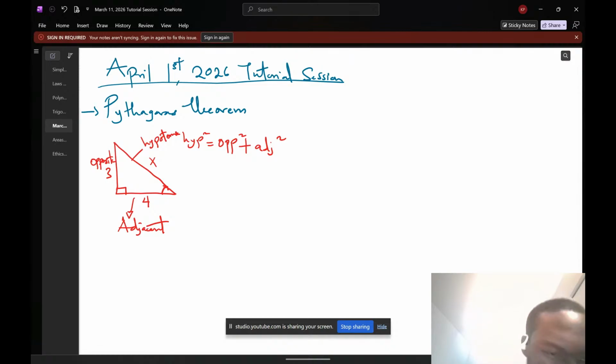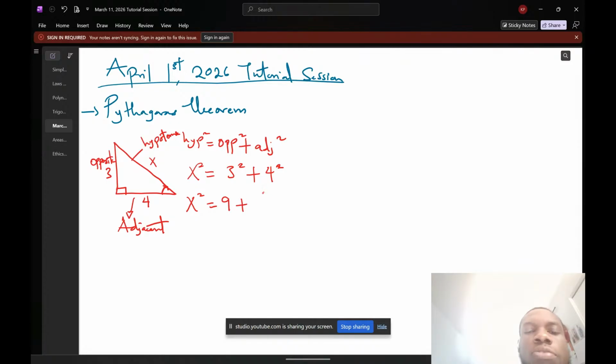So in this case, we have our hypotenuse to be x squared. So we are looking for the hypotenuse. That will be x squared is equal to 3 squared plus 4 squared. 3 times 3 is 9, plus 4 squared, 4 times 4 is 16. So 9 plus 16 will give us 25. So x squared equals 25. To find x, we have to find the square root of 25. So x equals root 25. The square root of 25 is 5.